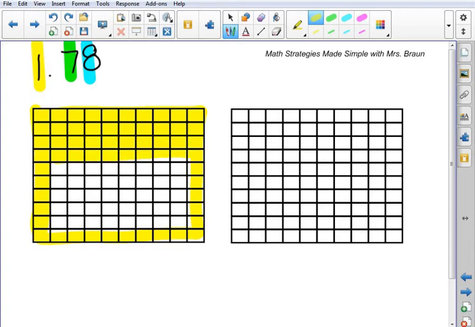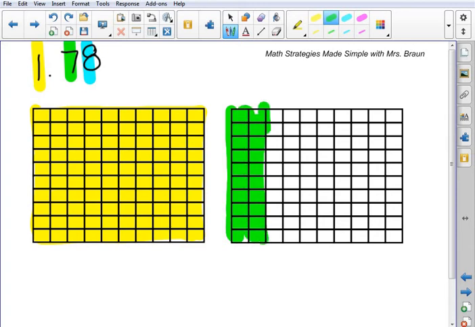Because I've got 100 of them, it's all shaded in. One whole grid is how you can think about it, or $1 if you want to think about money when you think about these decimals. And then it tells me I've got 7 tenths, so I'm going to shade in 7.